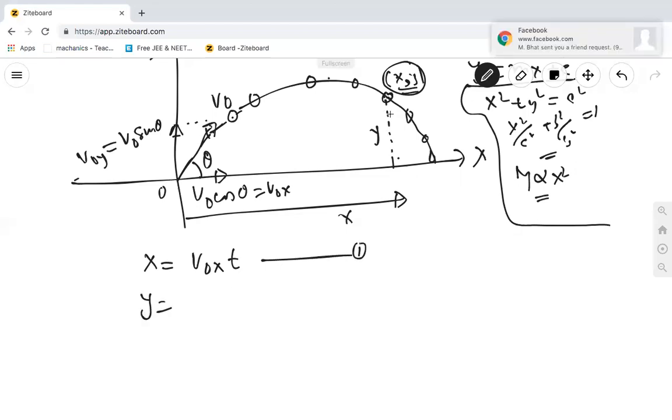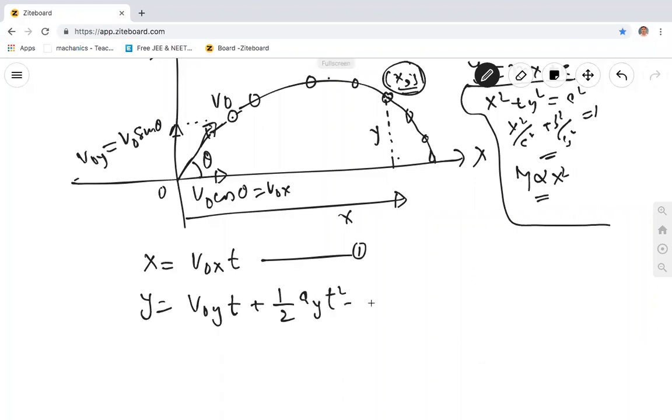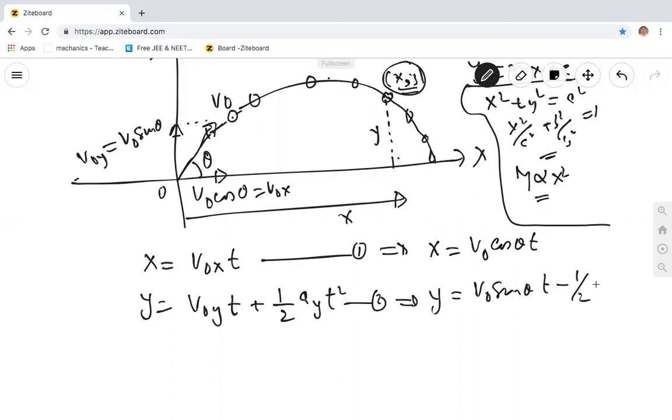So what is y? This y is the vertical distance: V0y t plus 1 by 2 ay t square. Equation number 2. Equation 1 will be x is equal to V0 cos theta into t. Equation 2 will be y is equal to V0 sin theta t minus 1 by 2 g t square, because ay is minus g.